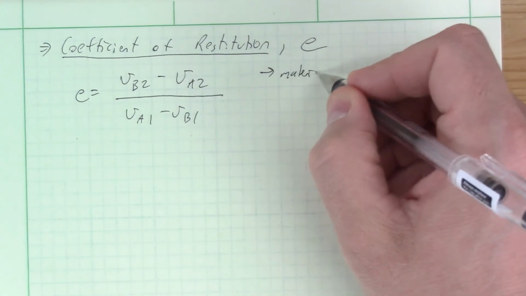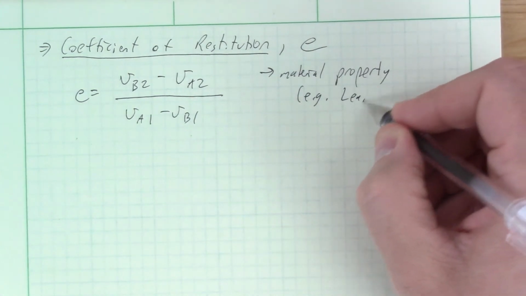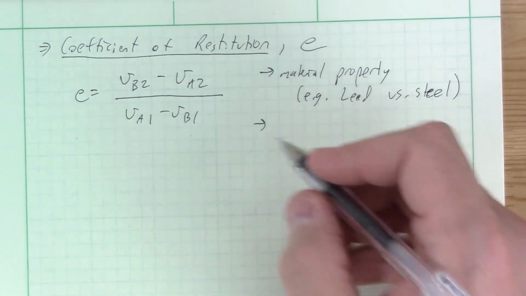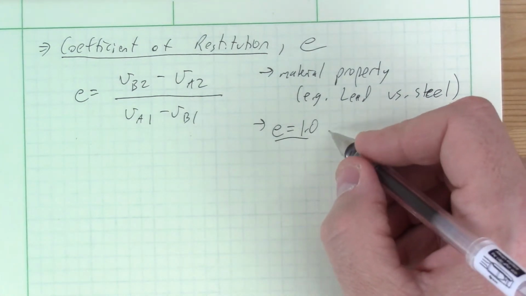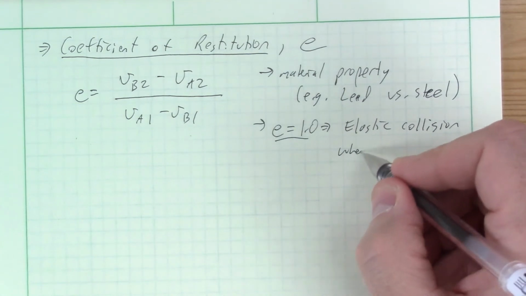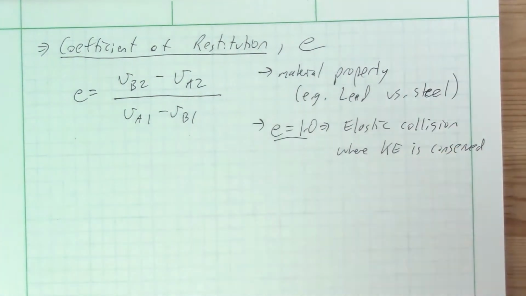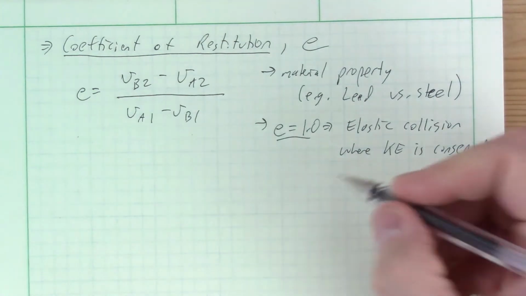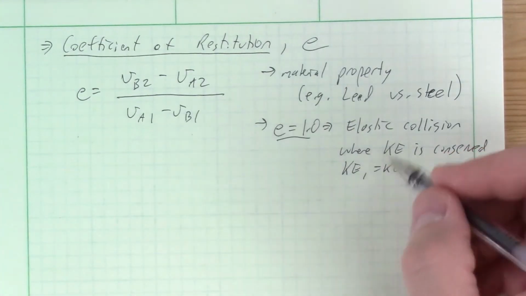Let's make some statements about this. This is thought of as a material property. If the two objects are made of lead, we're going to have a different value here than if they were made of steel or wood or something of a much different material nature. If e is 1, that is the case of an elastic collision. In an elastic collision, in addition to conserving momentum, we also conserve kinetic energy. So in addition to momentum being conserved, we impose on the system that KE1 equals KE2, or 1/2 mv squared, the total kinetic energy of the system, is the same before and after.